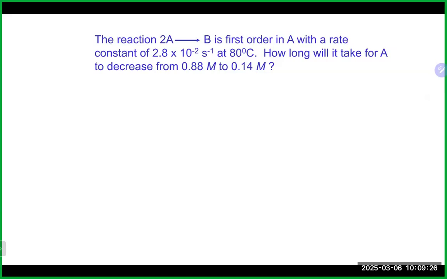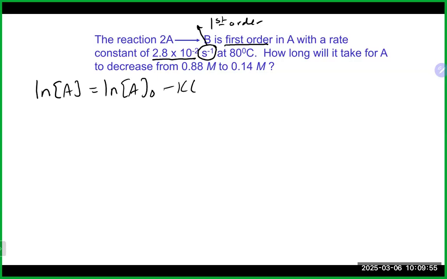Okay, so let's take a look, see how you're doing. So a couple of things here. They're nice enough to tell us that it is first order. Probably doesn't happen a lot, but we would know that it is first order, right? Because we do have the rate constant given to us. And again, we see those units, and that tells us that it is a first order reaction. That also, again, should tell us that we should use our integrated rate law for first order. Natural log of A equals natural log of A naught minus kt.